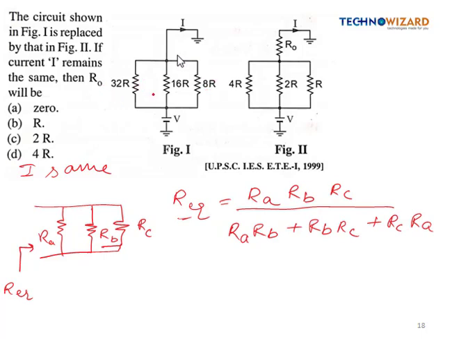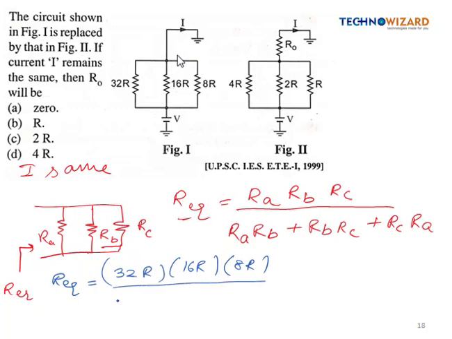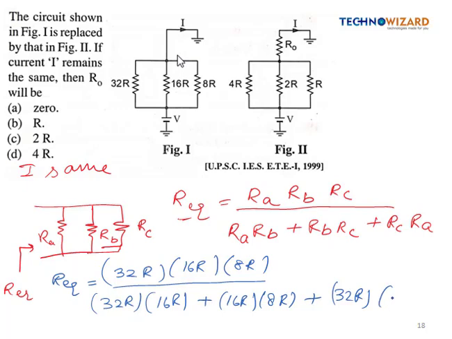This formula is used to calculate the value of R equivalent when three resistances are connected in parallel. So here three resistances are connected in parallel, so we calculate the value of R equivalent. Here the value of RA is 32R, RB is 16R, and RC is 8R. So simply put in the formula: R equivalent is equal to 32R into 16R into 8R divided by 32R into 16R plus 16R into 8R plus 32R into 8R.